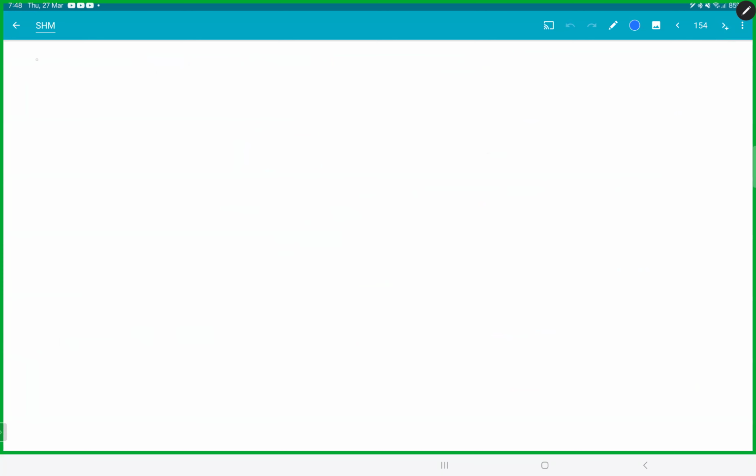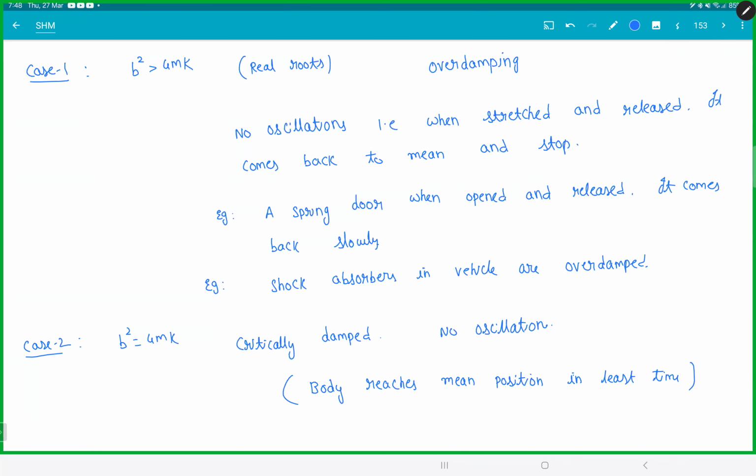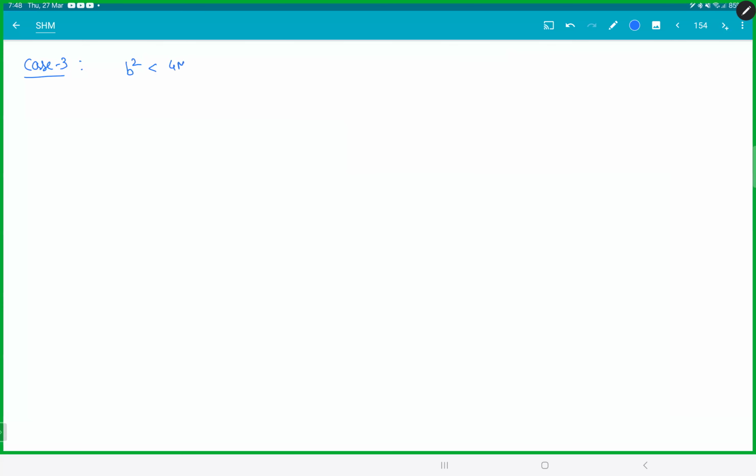Case 3 is the one which we are interested in. This also we don't have big results. So if b square is less than 4mk, we will get imaginary roots.